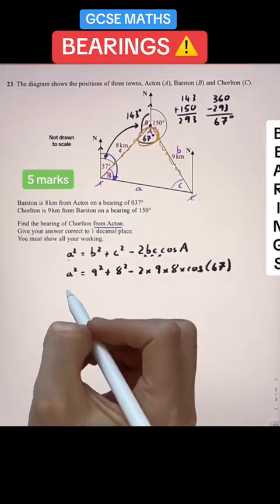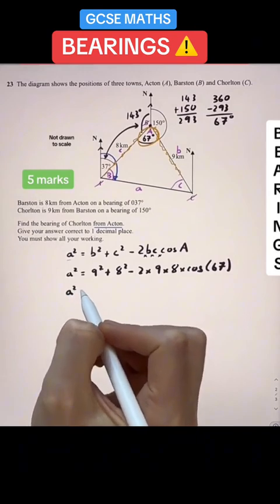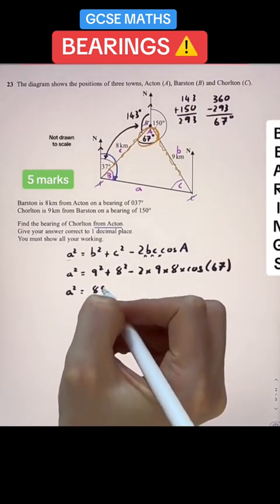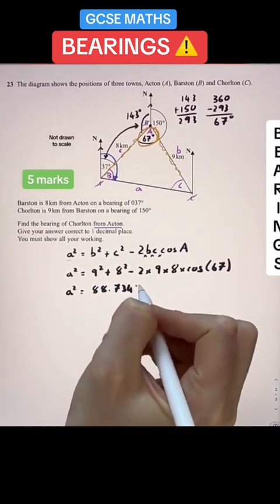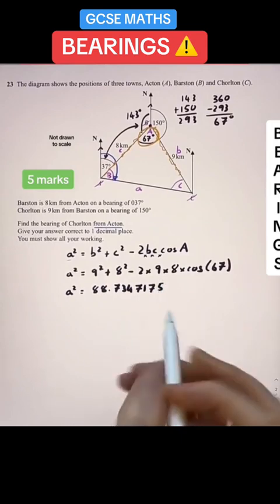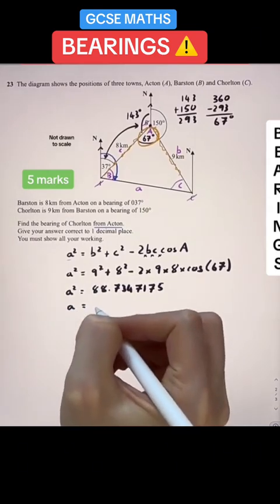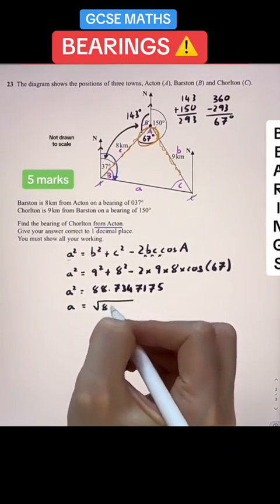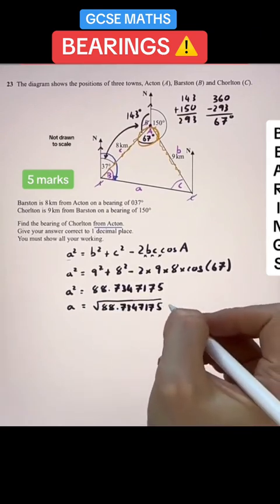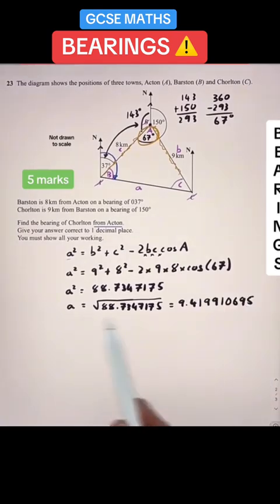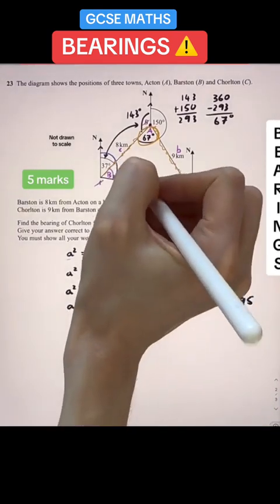Leaving A squared alone on the left-hand side of my equation, substituting everything on the right into my calculator, A squared equals 88.7347175. As I want to find the value of A, the opposite of squared is the square root. So the value of A is the square root of my 88.7 number, which equals 9.4199, etc. Now I know my value for A, I can label that in my diagram.